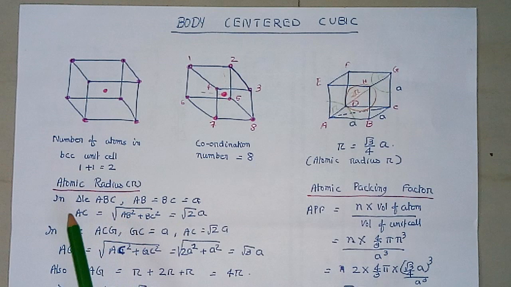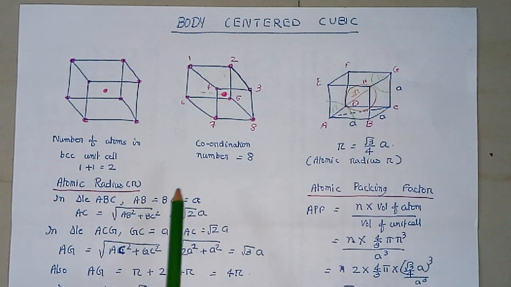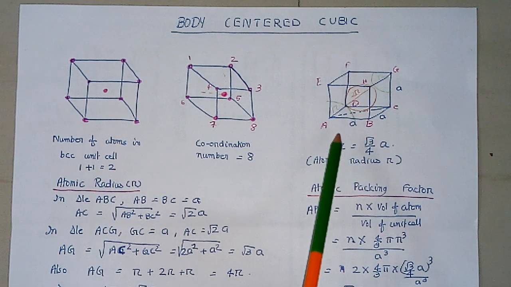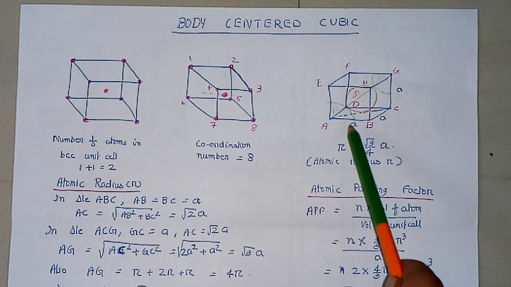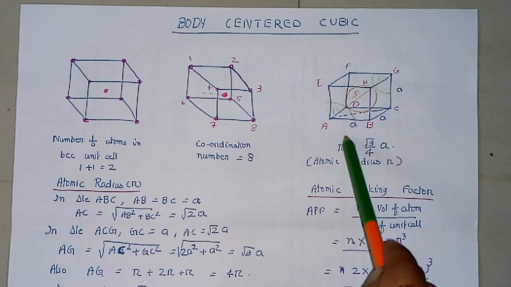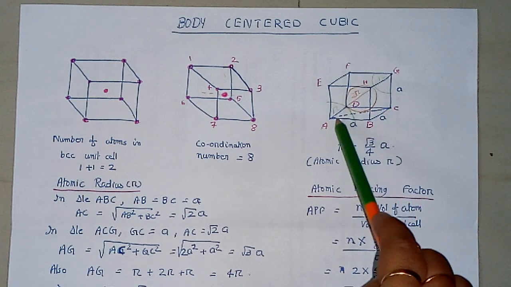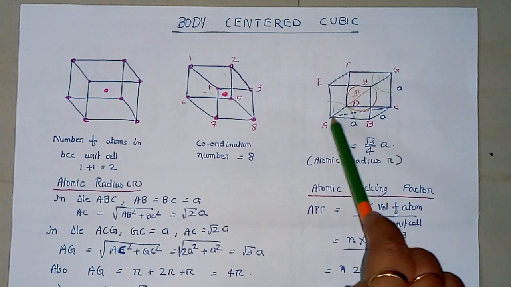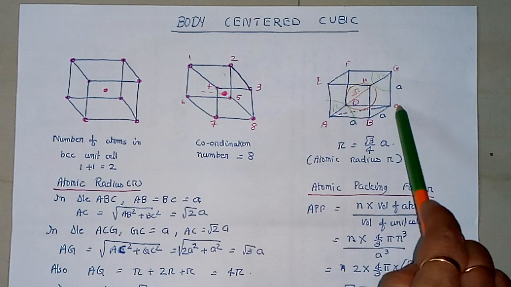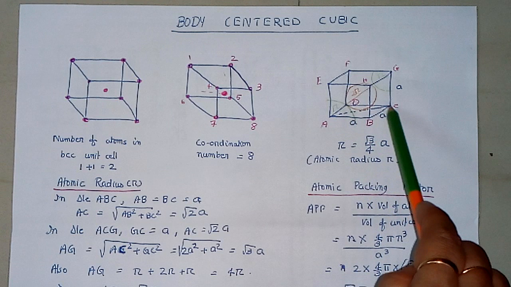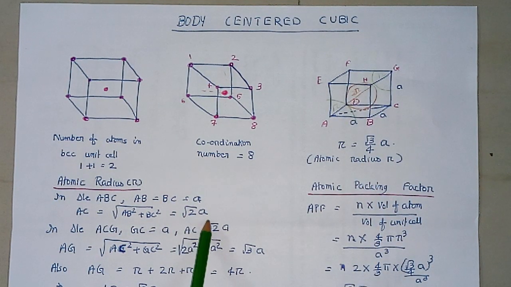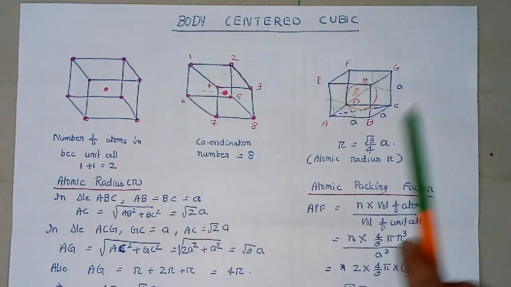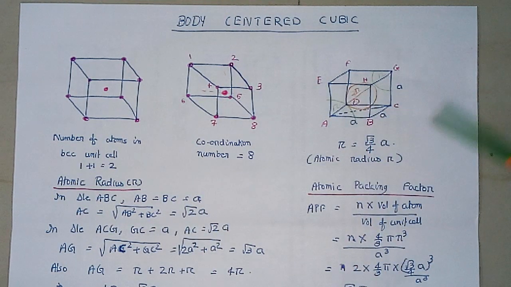Now let us calculate a relation between the atomic radius r and the cube edge a. Let us see this figure. In this figure, this is the cube we are considering, and inside this cube, side AB equals a and side BC equals a. So from the right angle triangle rule, we can calculate AC equals root 2 into a. Okay. So now let us see how the atomic arrangement is in case of body centered cubic.